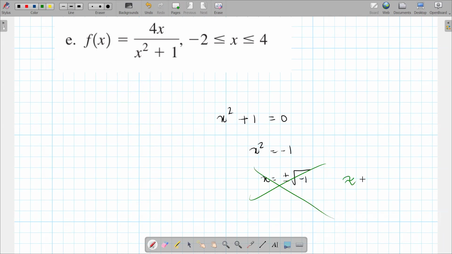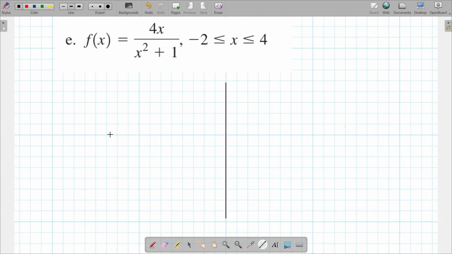You can in a different number system, but we don't use it. It's i. Square root of -1 is called the imaginary number i. i equals square root of -1. We don't use this, not for this course anyways, maybe later down. So there is no value of x that would make this function undefined. So that means it doesn't have any vertical asymptotes.